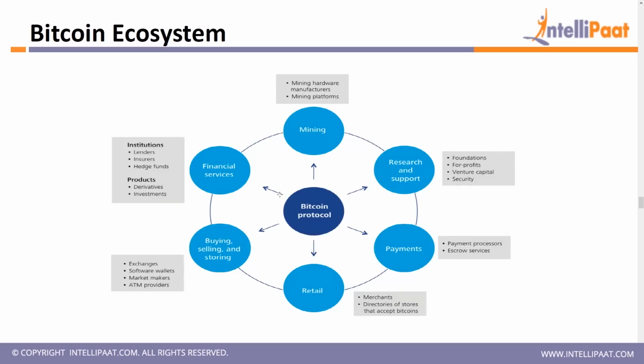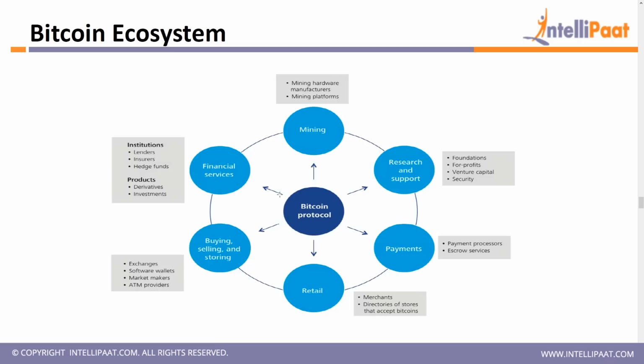occurs. There are various Bitcoin protocols that can be used while doing transactions. Mining, research and support, payments, retail, buying, selling and storing, financial services. So these are the areas where Bitcoin's ecosystem can be used. Your mining, hardware manufacturing, mining platforms. You can use it for foundation, for profits, venture capital, security.